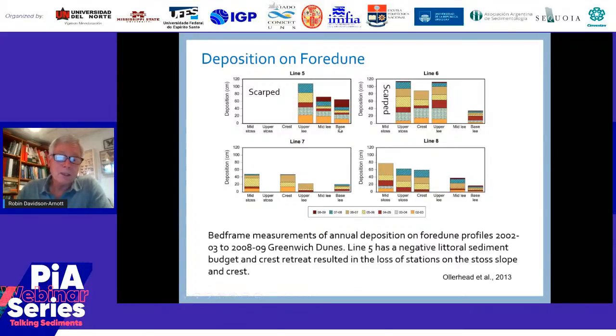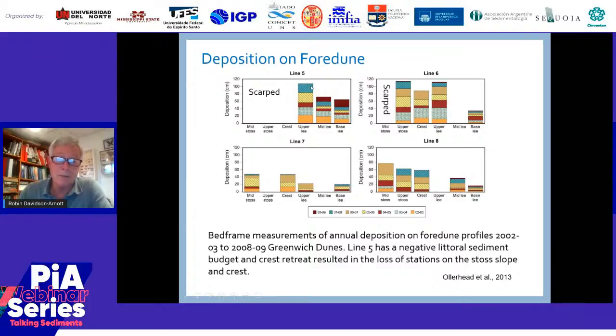And this comes from a paper, Allahead et al. in 2013, and it shows the results of measurements we made on an annual basis at each of those profiles that I showed you earlier. We don't need to worry about the details, but what it shows is the amount of sediment deposition in terms of centimeters increase in the height of the dune each year between 2002 and 2009.